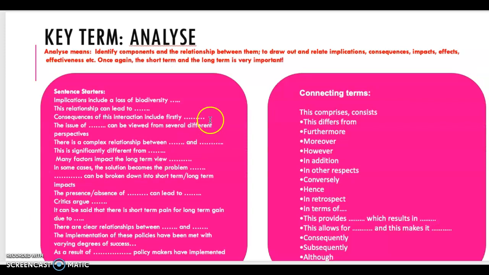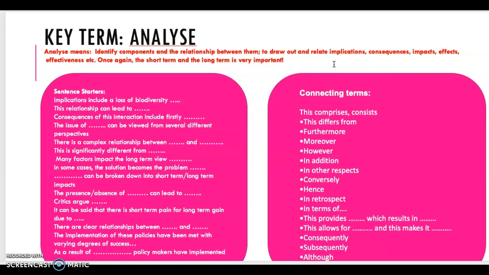The key term for your question today is analyse. Now, analyse probably is the trickiest key term that we do in social science. Analyse has quite a long definition, but you do need to know all the parts of it. So to analyse means to identify components and the relationships between them and to draw out implications or consequences. It's really looking at the short-term and the long-term consequences of a relationship.